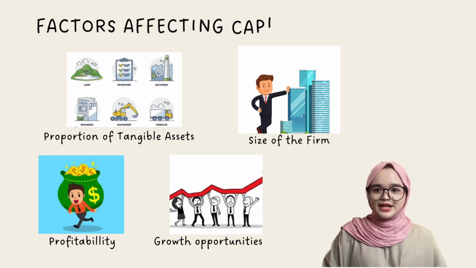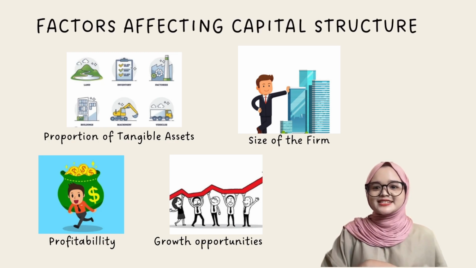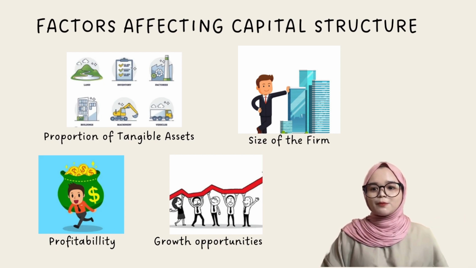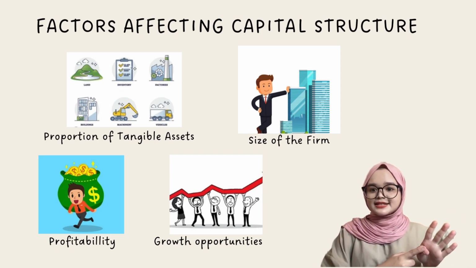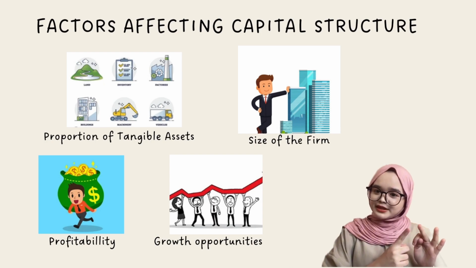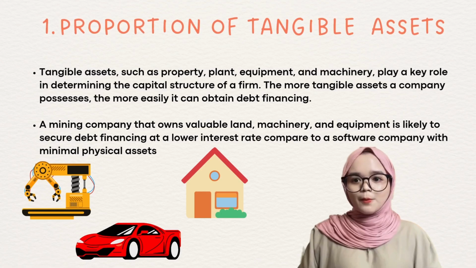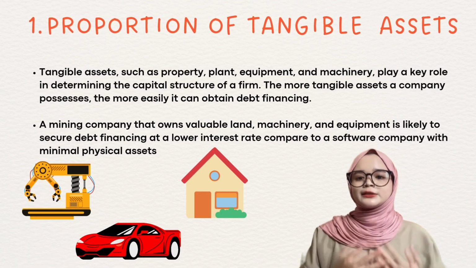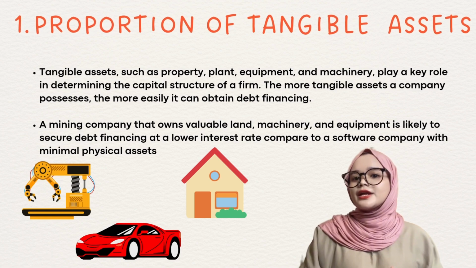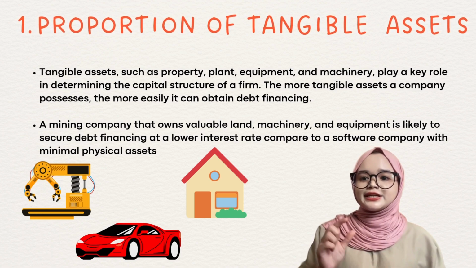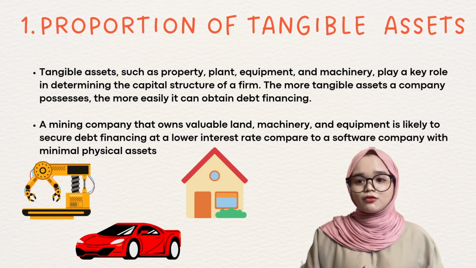For my part, I will explain the factors that influence a company's capital structure choice. There are 4 factors, which are proportion of tangible assets, size of the firm, profitability, and growth opportunities. Proportion of tangible assets. Tangible assets such as property, plant, equipment, and machinery play a key role in determining the capital structure of a firm.